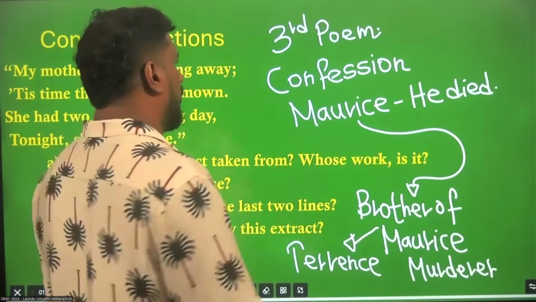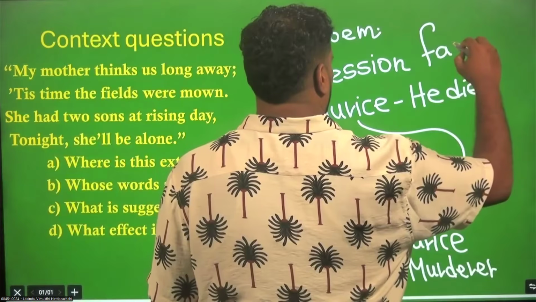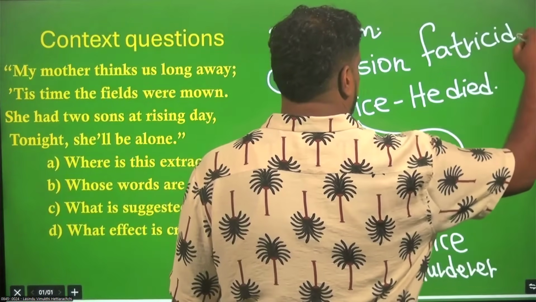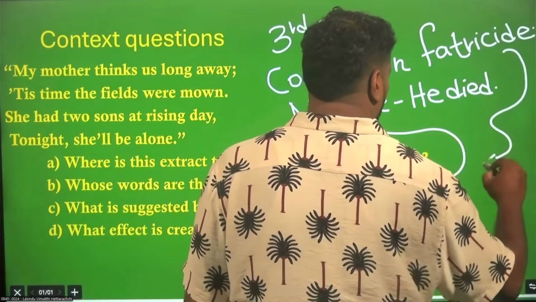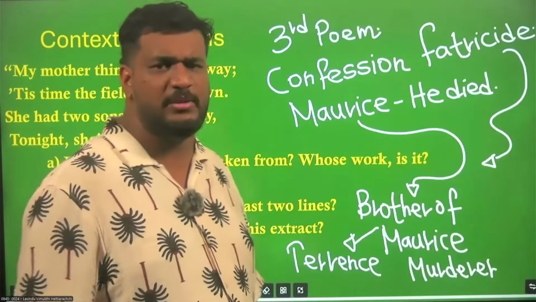So killing your own family members, in English, is known as fratricide. What do you mean by fratricide? Fratricide means you are killing your family members. It is known to be fratricide.